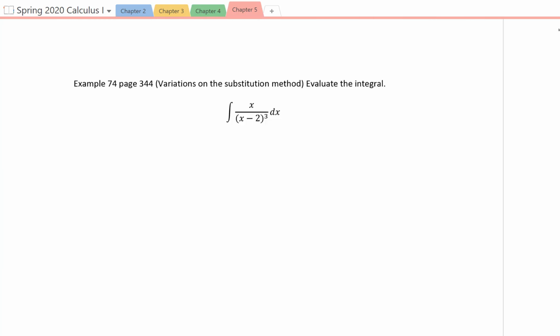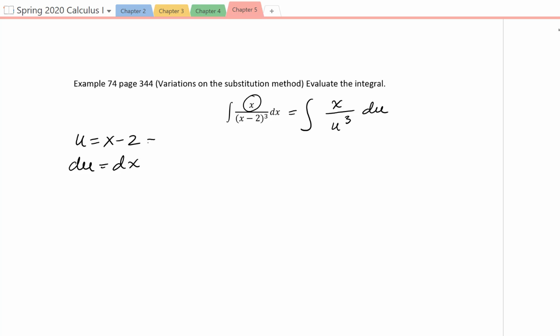Okay, now this one is a little bit different. So let's do u equals x minus 2. So du equals dx. Now you see what's different here is this is x by itself. So if you leave it by itself, you're going to get x over u to the third du. So we still have x and u inside.